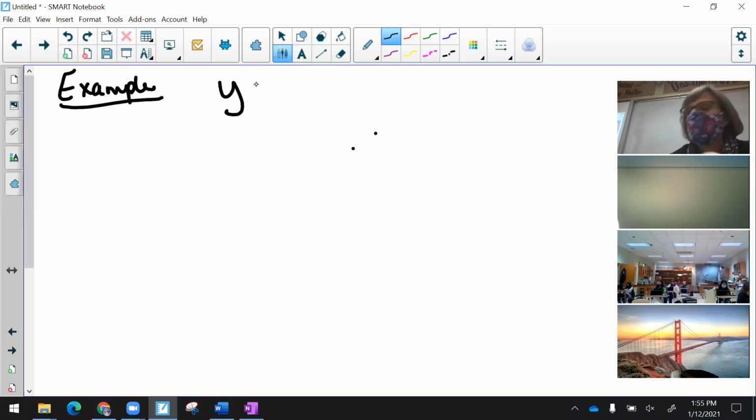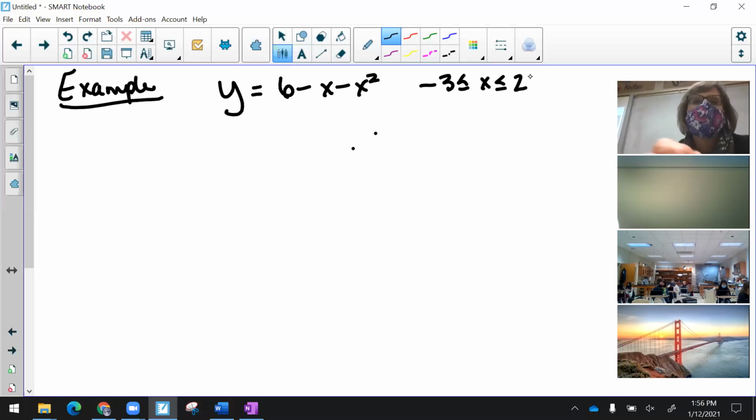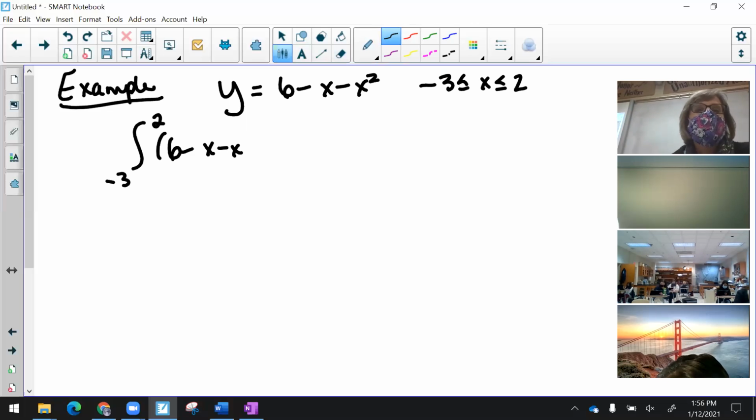y equals 6 minus x squared on the interval of x greater than or equal to -3 and less than or equal to 2. Okay. So part A asks us to find the area under there. So how do we find the area under a curve? What do we do, Dagny? Yeah, it's the integral, okay? So we're going to take the integral from -3 to 2 of 6 minus x squared dx.